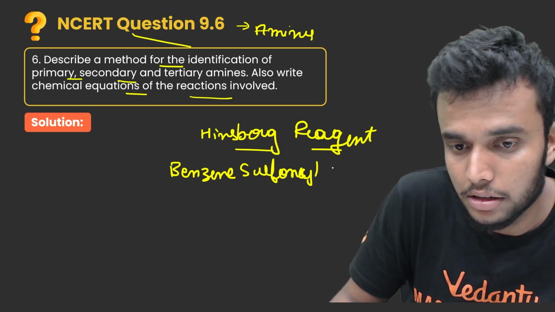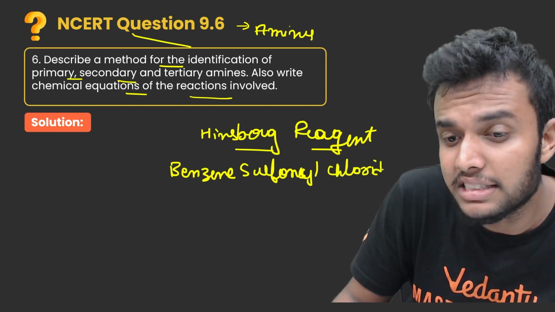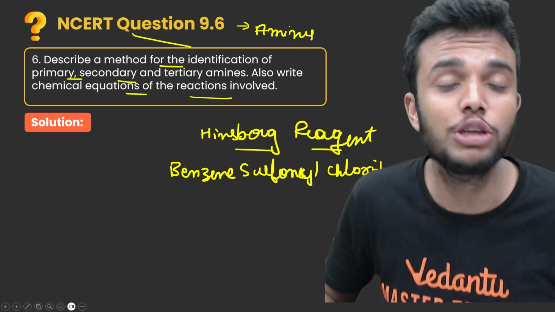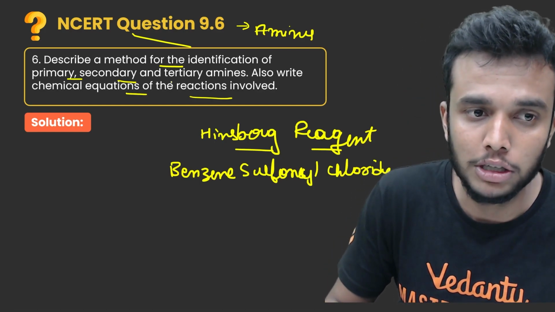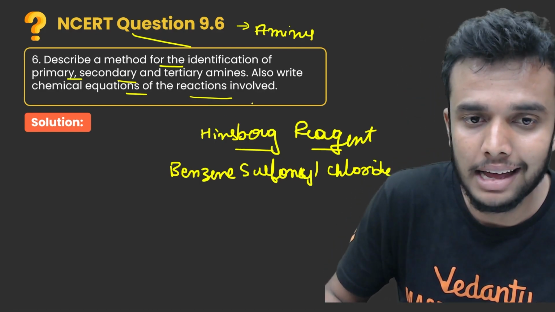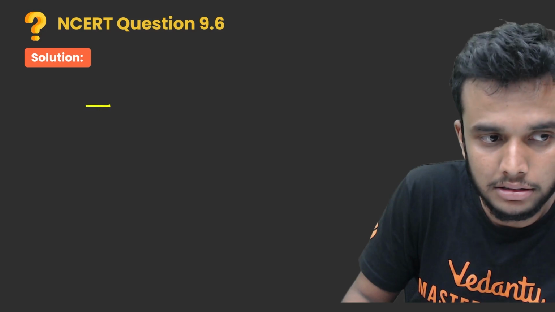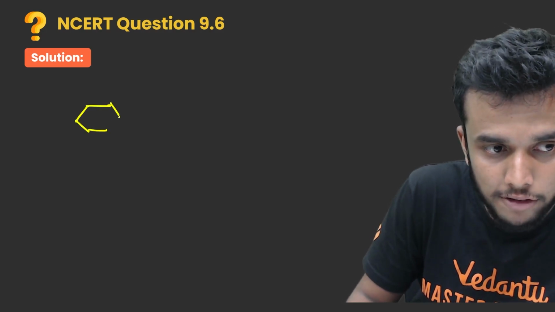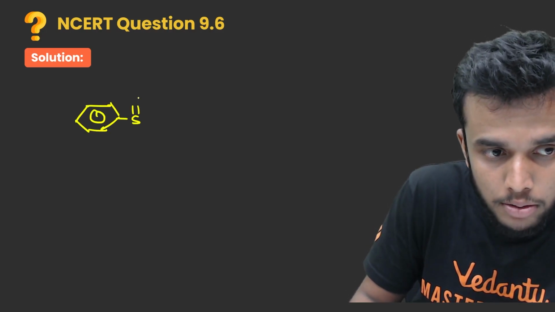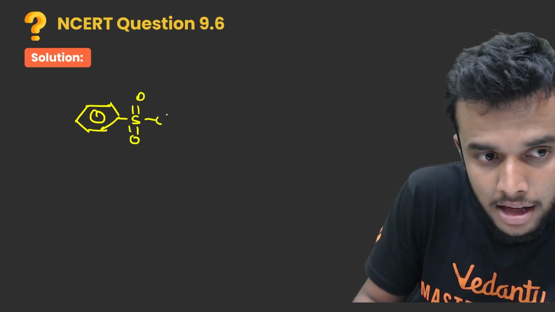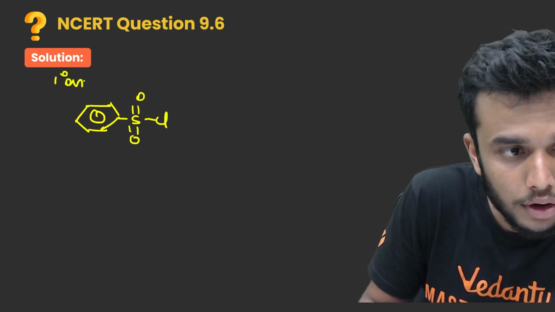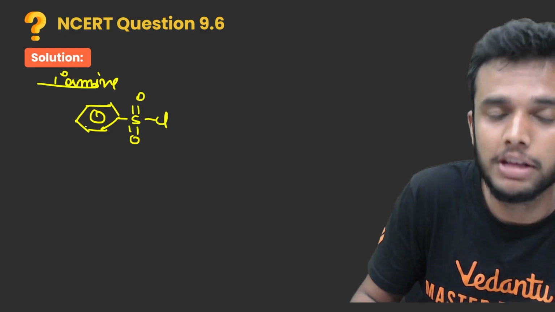Hinsberg test. Primary and secondary amines show a positive test for Hinsberg reagent. Tertiary amines do not show it. Come, let's discuss with an example. First example, let's take the structure of benzene sulfonyl chloride, S double bond O, Cl. Then first choose a primary amine. Okay, let's come to the primary amine.